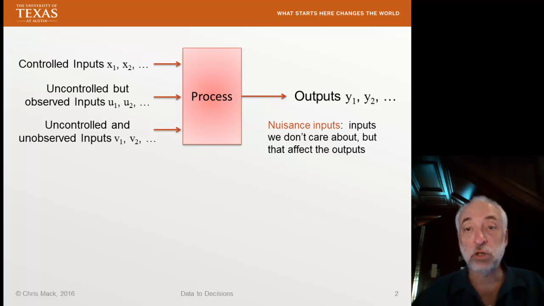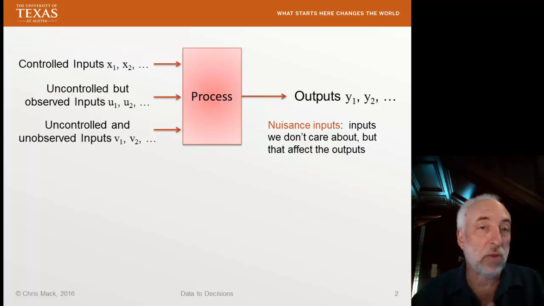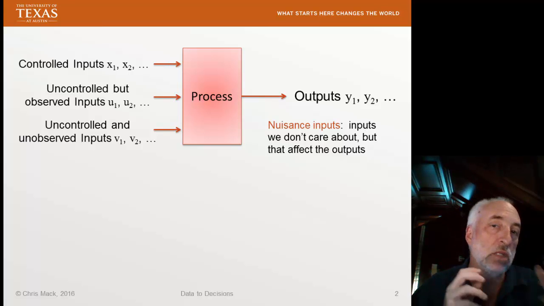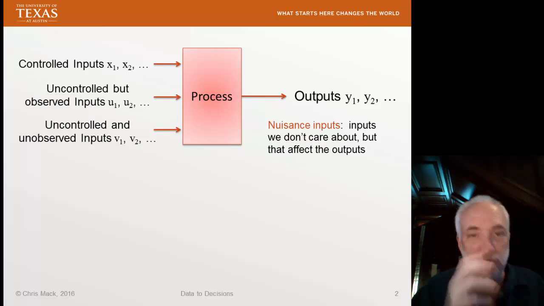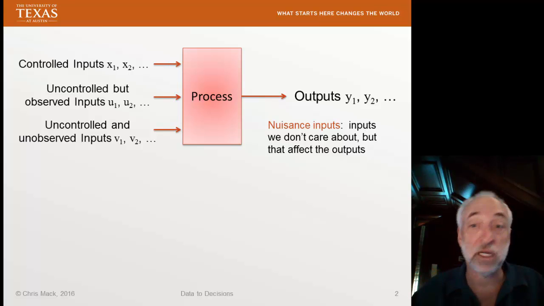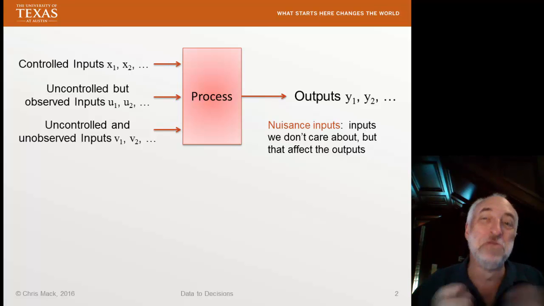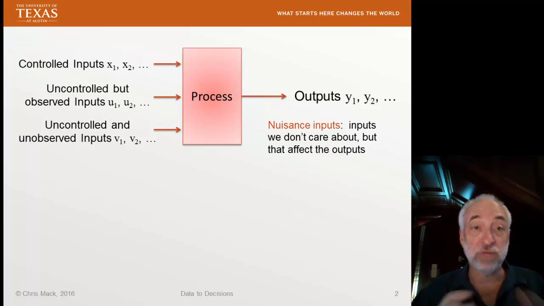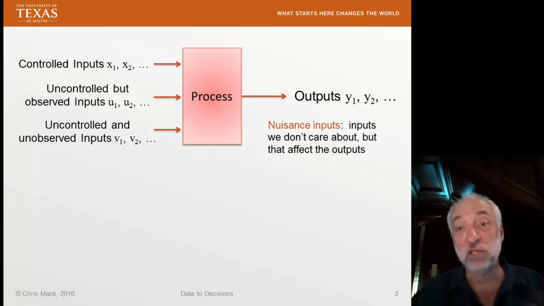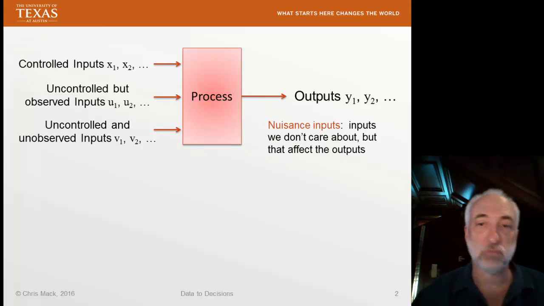First of all, let me define a term that we'll use again called nuisance inputs. Nuisance inputs are inputs that we don't really care about. I'm not interested in understanding how temperature affects my process or how barometric pressure affects my process. I don't care about that. That's not the purpose of my experiment. But they do affect the outputs, so I have to worry about them. So that's why we say nuisance, right? If they don't affect the output, then I don't worry about them at all. But if some uncontrolled input does affect the output, it's a nuisance input as opposed to a controlled or desired input.